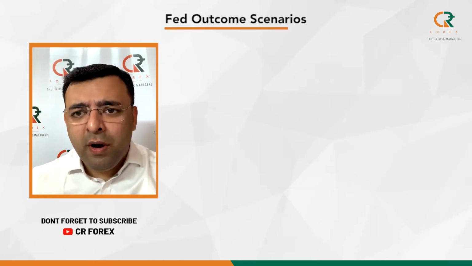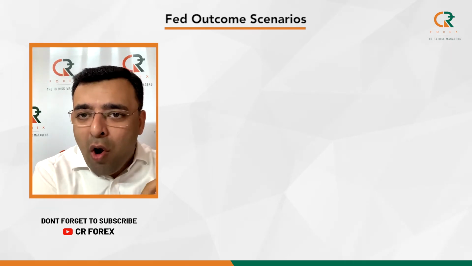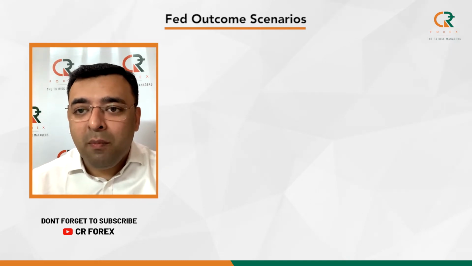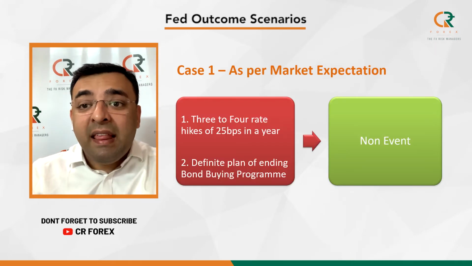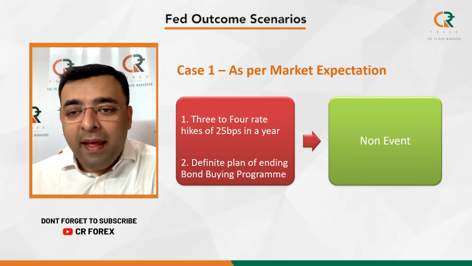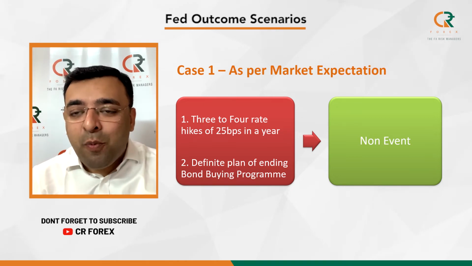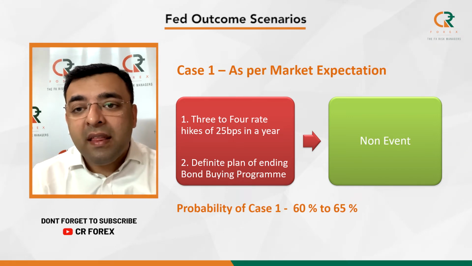Now, before any event, market is expecting something. Out of market expectation, there can be a 3 case scenario. Case scenario number 1, जो market expect कर रहा है, Fed comes and say exactly the same thing. Then it will turn to a non-event, and the probability for turning out to be a non-event is 60 to 65%.